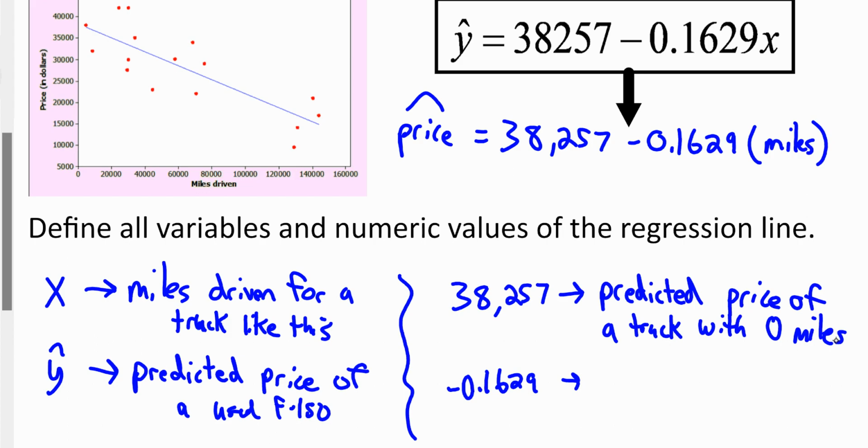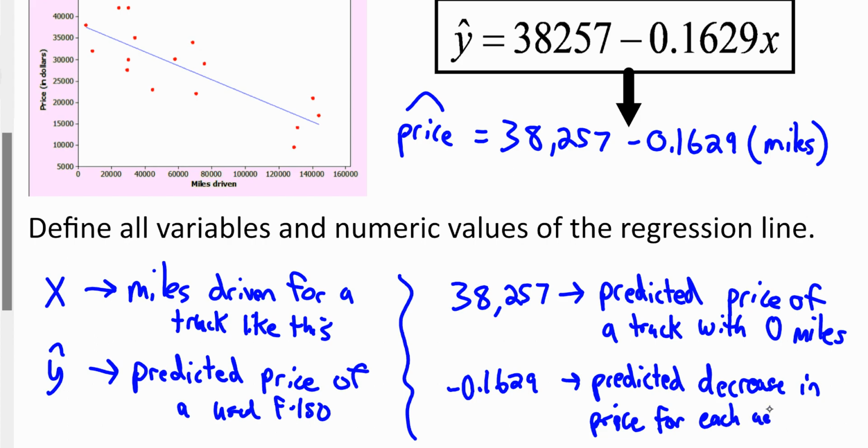And then finally, negative 0.1629, that is the predicted, that's the slope. That's the predicted decrease. It's always a change in price for each added mile. So every time you add a mile, it's essentially bringing down the price 16 cents-ish. So that's how you can define all variables and numeric values. It's a common question. So I'm going to come back to one of those in a little bit.